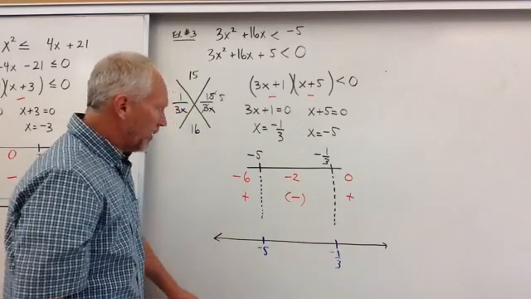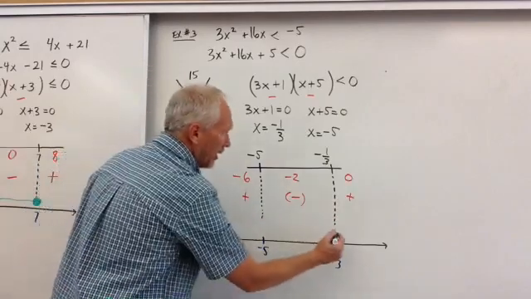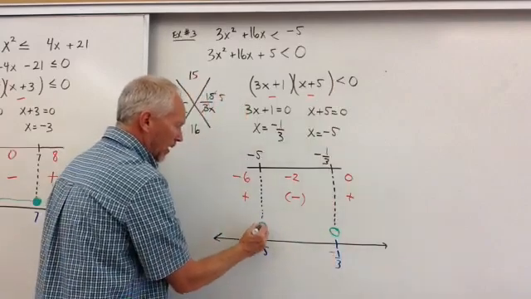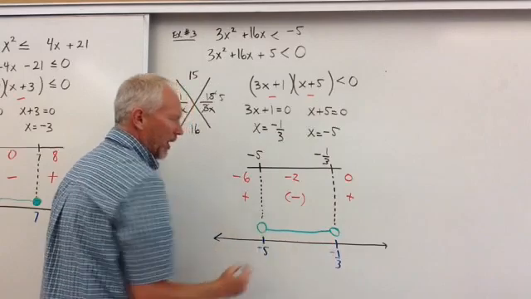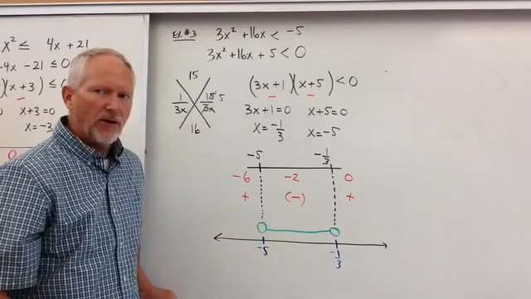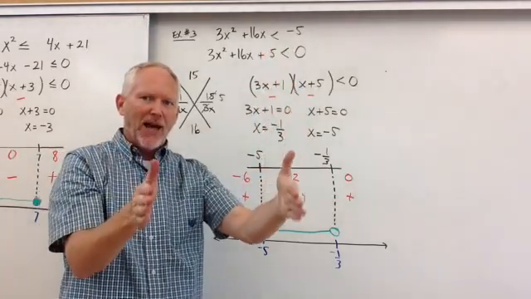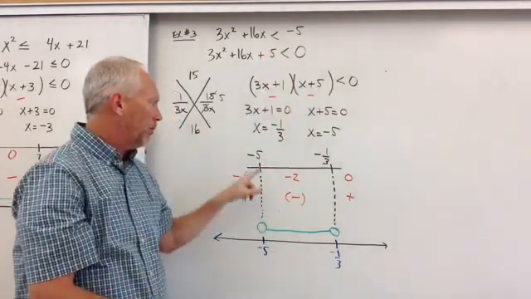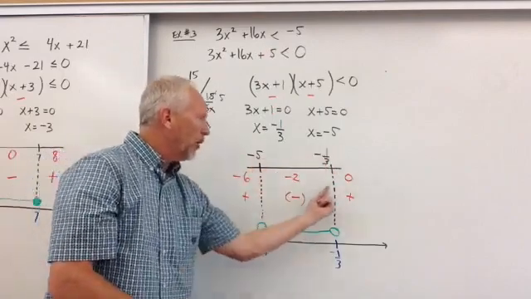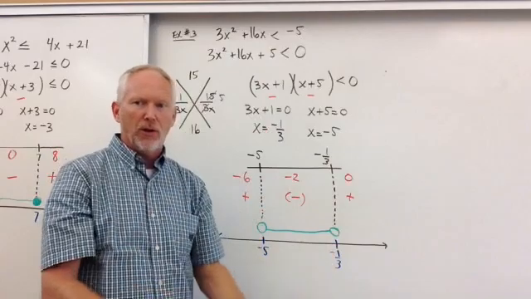So once again, we can see that where we want it to be negative is in here in the interval. It's less than, not equal to, so I'm going to have an open circle there and an open circle there, and then I will connect those two, because that is the interval for which we have a negative value. Basically, what that means is if you were to graph this parabola, you would see that it crosses the x-axis at negative 5 and negative 1/3, and the parabola would dip below the x-axis here. That's all we're saying: where are the y values negative? Where are the y values below the x-axis?